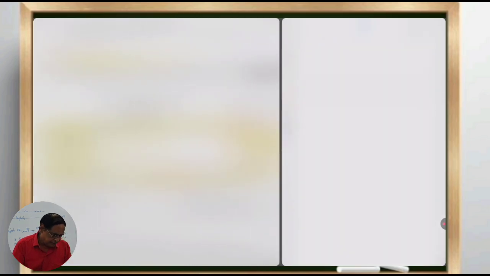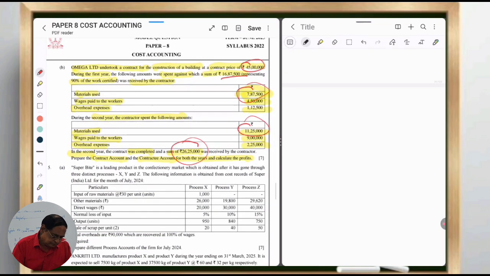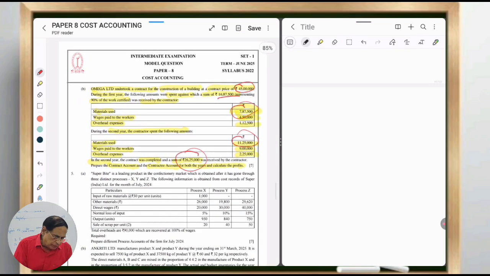Question number 5. Super Bite is a leading product in the confectionery which is obtained after it has gone through the 3 direct processes X, Y, Z. There are 3 processes in the production. The following information was obtained from the records of Super India Limited. The input of raw materials, every process, all particulars, input, other raw material, direct wages, normal loss, output, sale of scrap, etc. for all processes X, Y, Z are given.